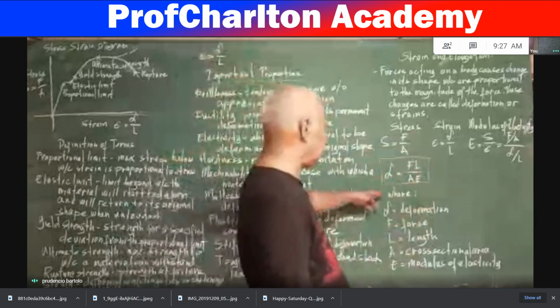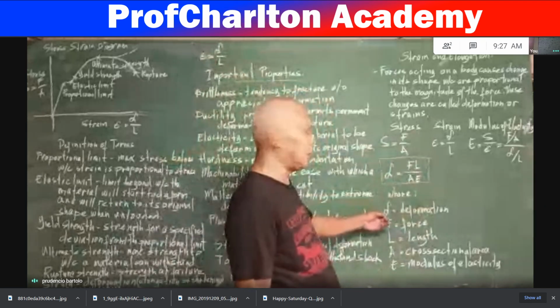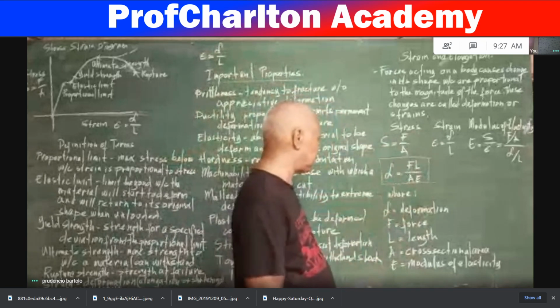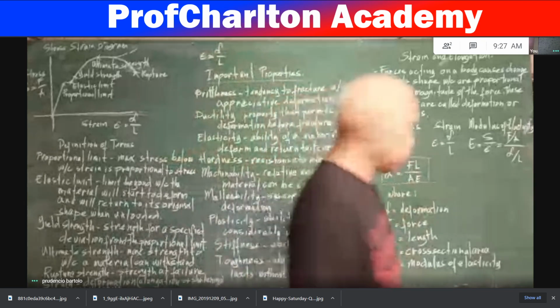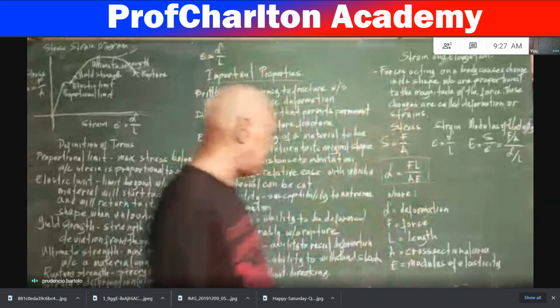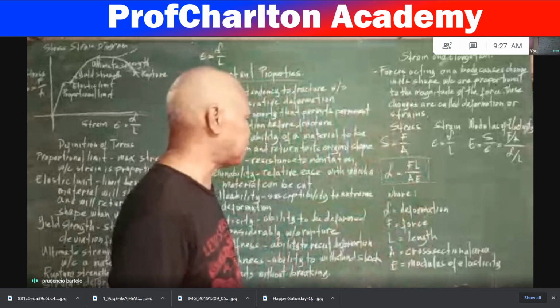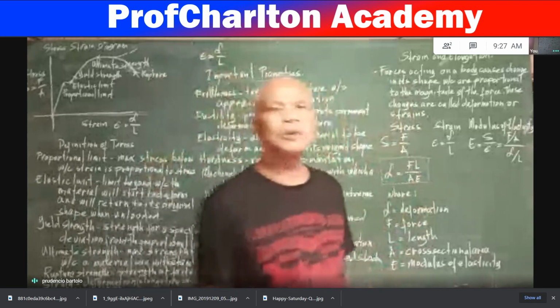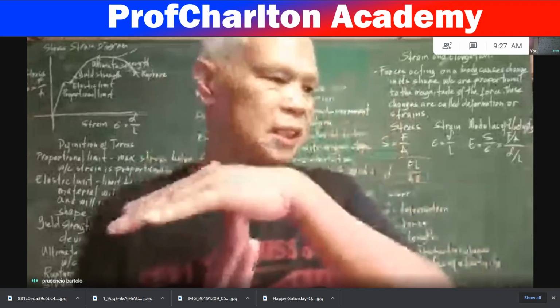Then of course we have here the Greek letter delta as the representative of deformation, and F is the force, L is the length, A is the cross-sectional area, and E is the modulus of elasticity.